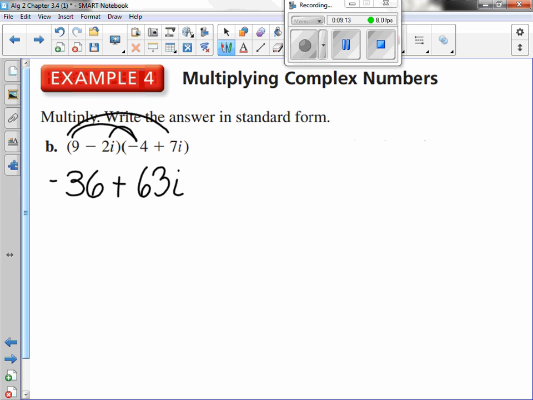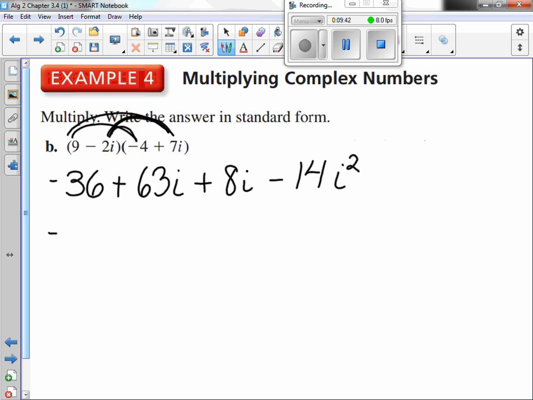We're finished with the first one. Then we do the same thing with negative 2. Well, negative 2i times negative 4, a negative and negative will make a positive, so plus 8i. And negative 2i times 7i is going to be negative 14i squared. Any questions on this here? So this is very similar to when we did polynomials, multiplying through. The same thing? Yeah.